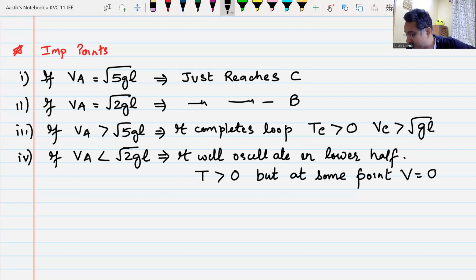Just one condition is left. Which condition is left? Again, this is very simple. I have seen the condition when velocity is less than root 2gl. I have seen the condition when the velocity is more than root 5gl. I have seen the condition when velocity is equal to root 2gl. I have seen the condition when the velocity is equal to root 5gl. One condition remains. What is that condition? Condition number 5.